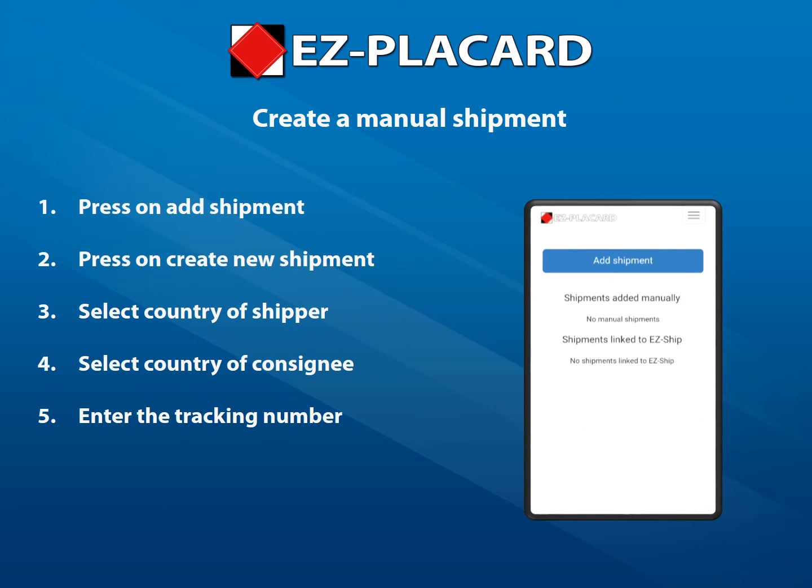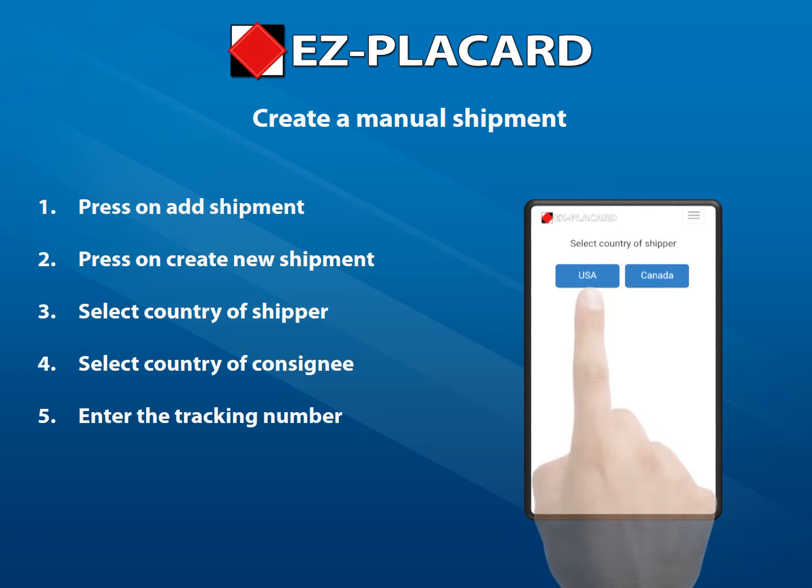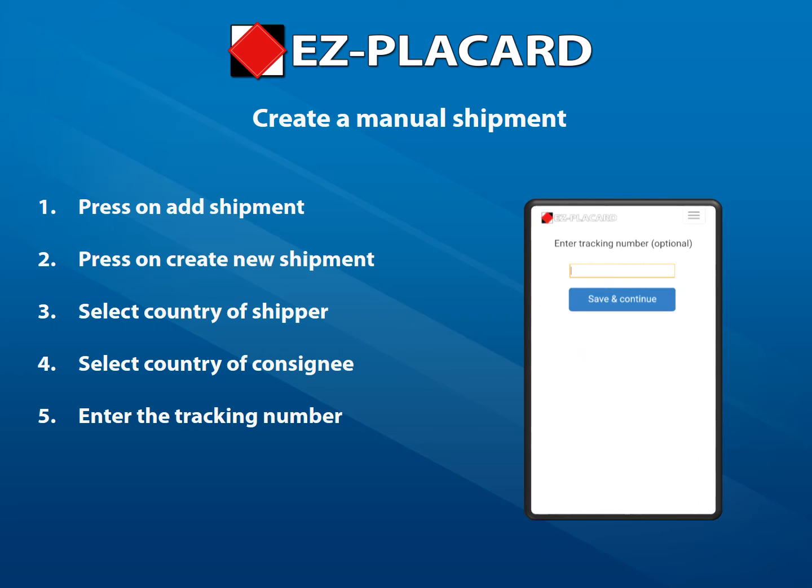To create a manual shipment, start by pressing on Add Shipment, followed by Create New Shipment. You will first be asked 3 questions regarding the actual shipment. Unless you specify to always ship from either the United States or Canada, you will be asked the country of the shipper and of the consignee. In this example, we will choose USA for both. You will then be asked the tracking number, with the mention of whether it's optional or mandatory.